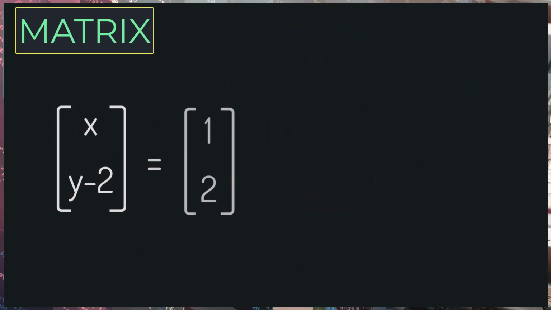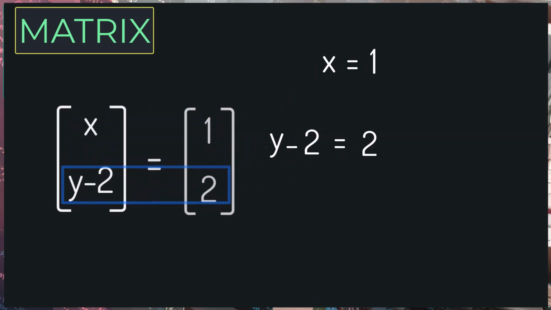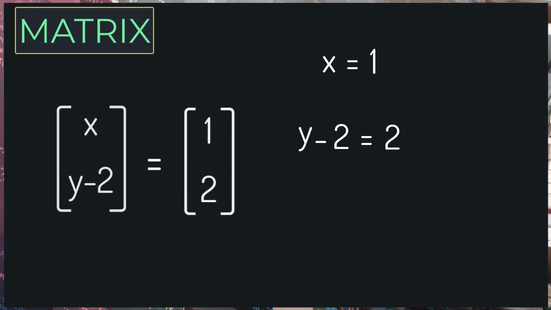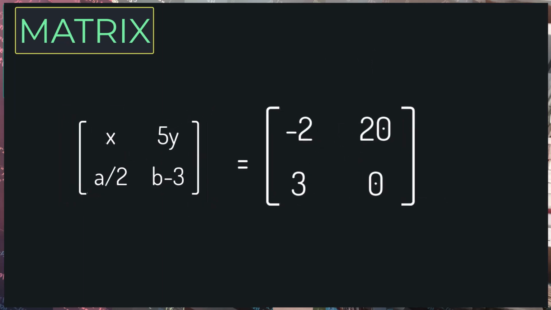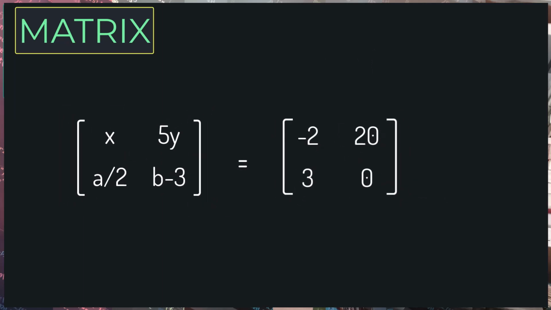Conversely, when two matrices are given as equal, then we can equate the corresponding elements of the matrices. Here, since the given matrices are equal, equating the first element, we get x equal to 1. Similarly, equating the second elements, we get y minus 2 equal to 2, which implies y is equal to 4. Can you find the values of x, y, a and b for this matrix equation? Try for yourself. The answer will be at the end of this video.